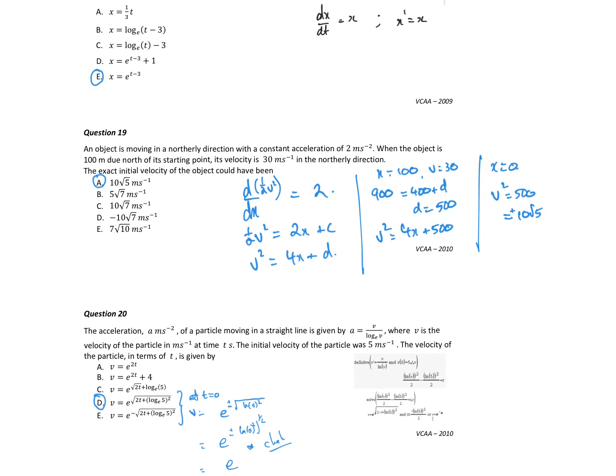Question 19, object moving in a northerly direction at a constant acceleration of 2 meters per second squared. So d/dx of a half v squared is equal to 2. I want the initial velocity of the object 100 meters north. So my variables are v and x. I could have gone with dv/dt, but I want to work with v and x because x is my variable. So again, integrate both sides, I get 2x, put my initial conditions in, and we end up with plus or minus 10 on 10 root 5, which is A.